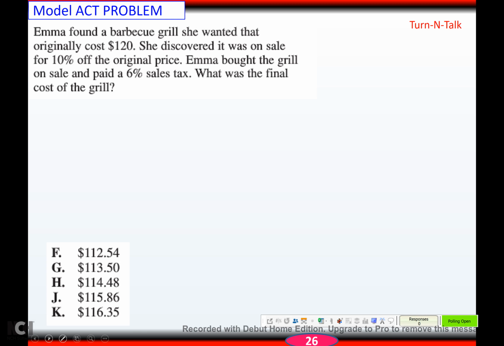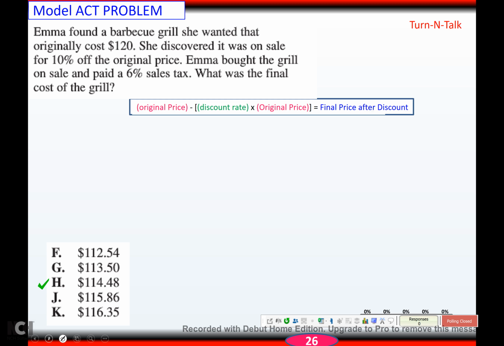Okay, try this one, hit pause, come back when you're ready. Okay, Emma found a barbecue grill she wanted that originally cost $120. She discovered it was on sale for 10% off the original price. Emma bought the grill on sale and then paid a 6% sales tax. What was the final cost of the grill?